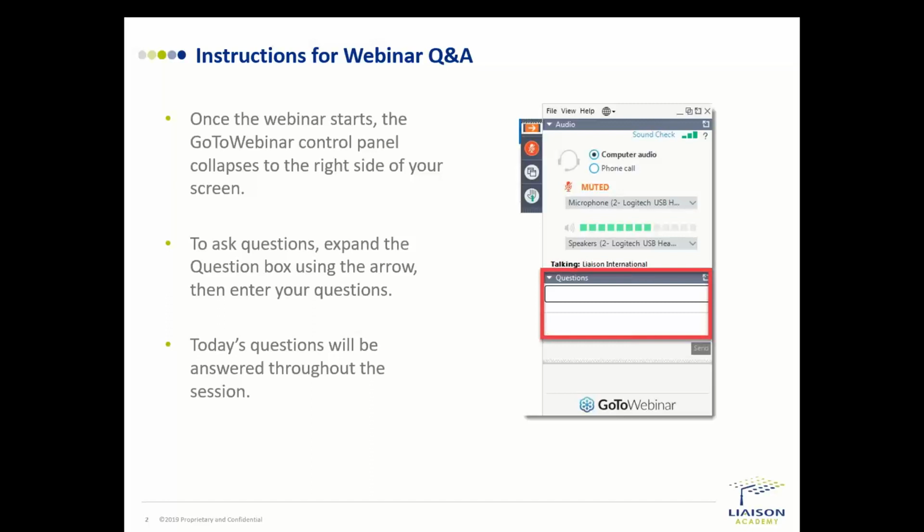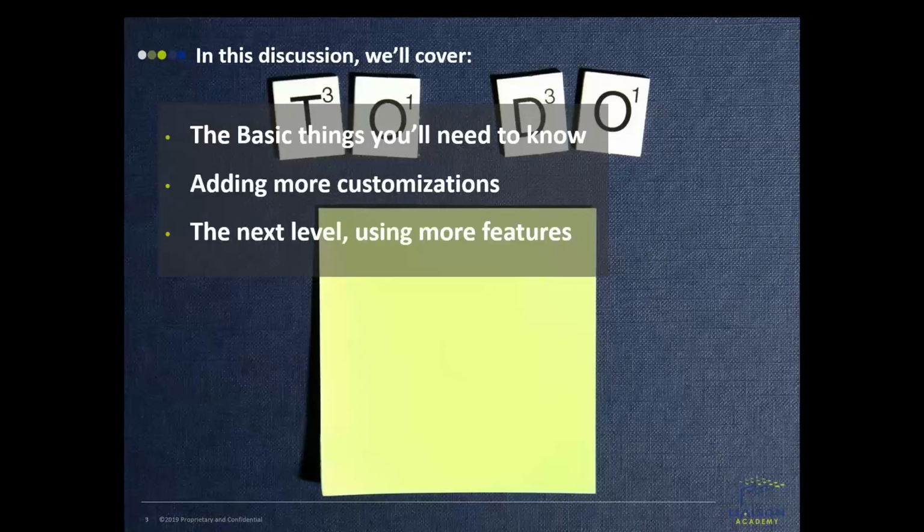My name is Reggie. I'm a learning strategist here at Liaison International, and I work on a lot of the training material and the documentation and things like that for Admissions by Liaison, which is the software that you'll be using this cycle. So let's get started by talking about the things that are on our to-do list.